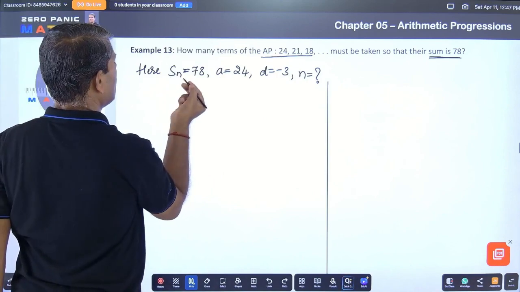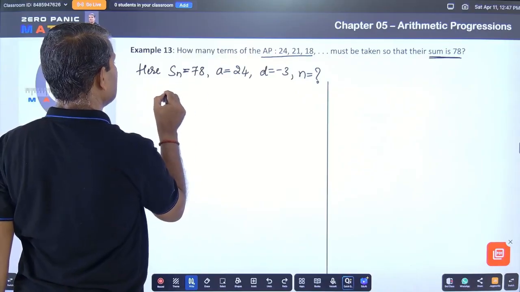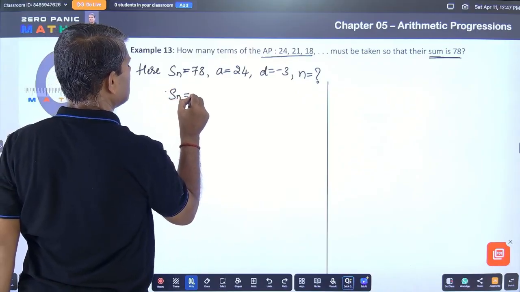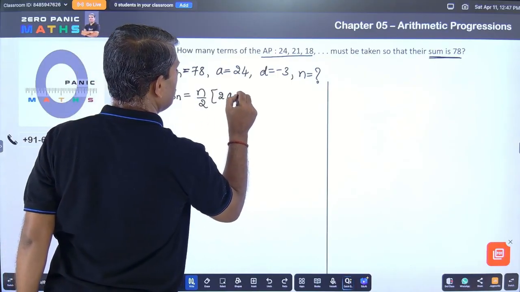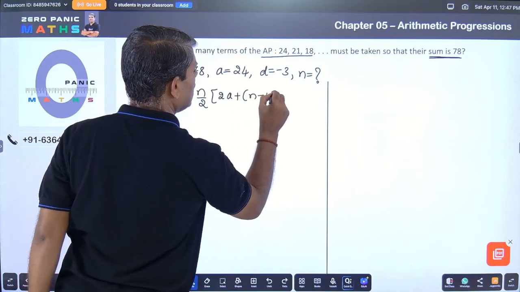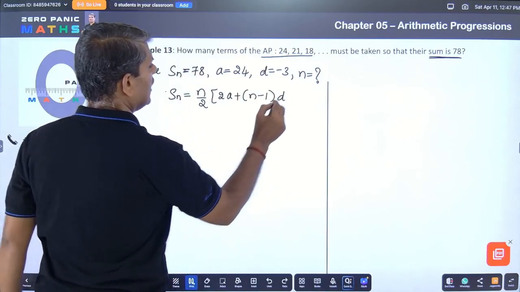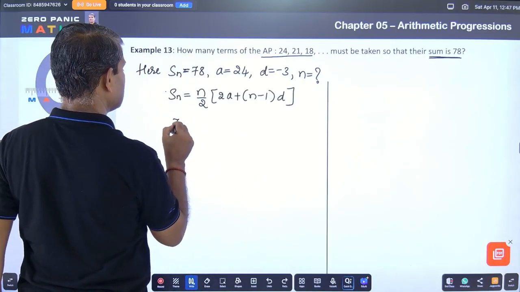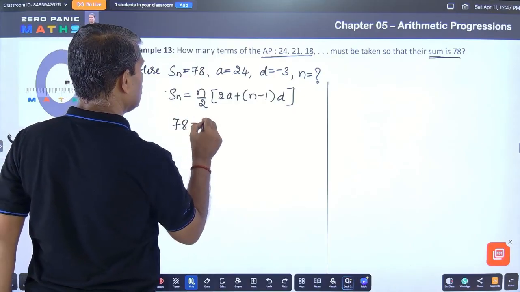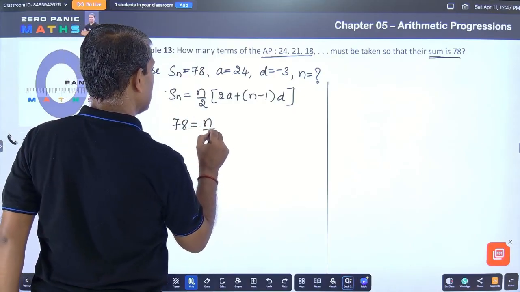Okay, so what is Sn then? Let me write that for remembering it: Sn = n/2 [2a + (n − 1)d]. Let us use this formula and substitute Sn. What is Sn? Sn is 78. We don't know n, so that is what we are going to calculate.